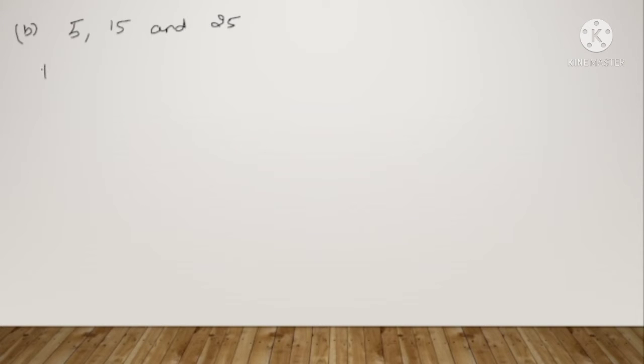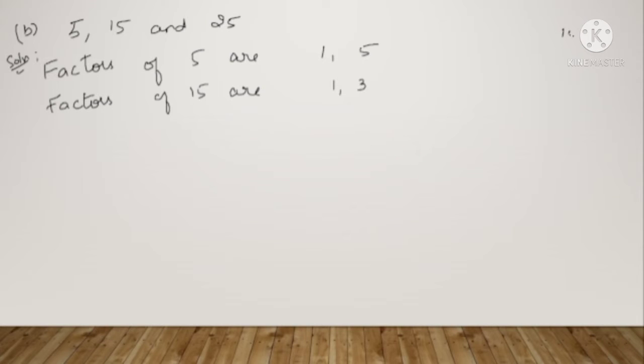Now we have to write the factors of 5. Solution. The factors of 5 are, what are the factors of 5? 1 and 5. And now we have to write the factors of 15. So what are the factors of 15? If you have doubt, you can write like this: 1 15s are 15, and similarly 15 1s are, 3 5s are, 5 3s are. So 1, 3, 5, 15.